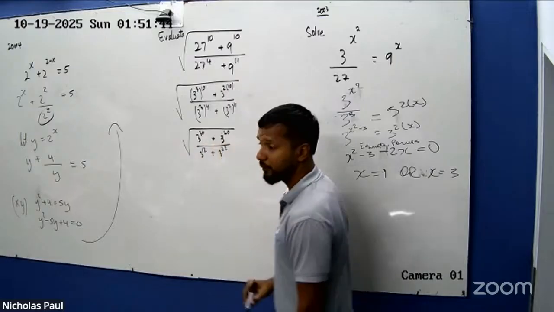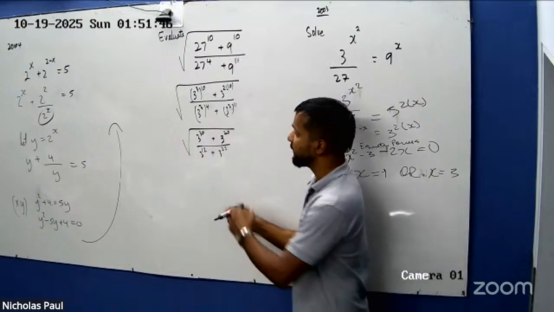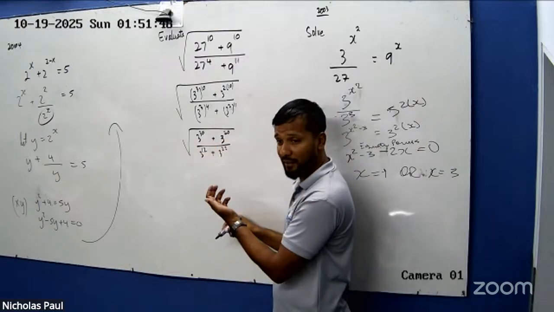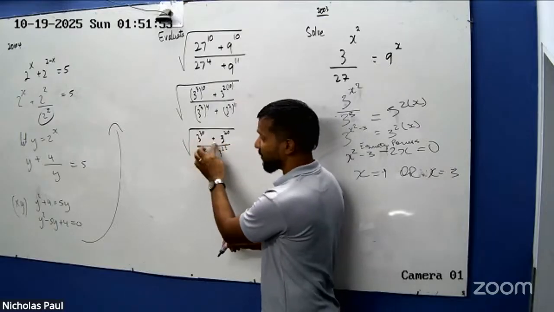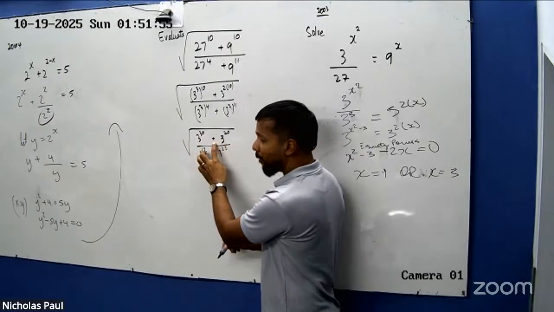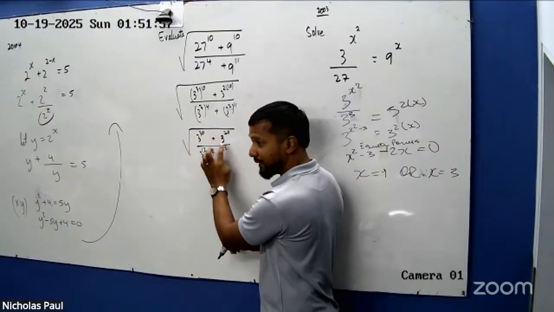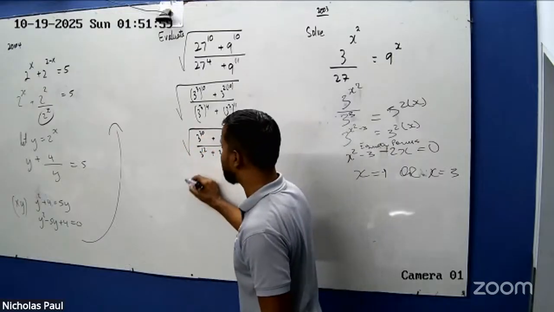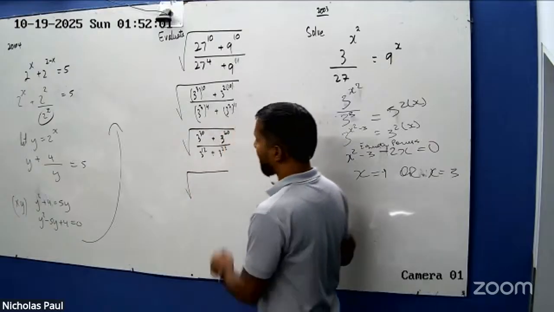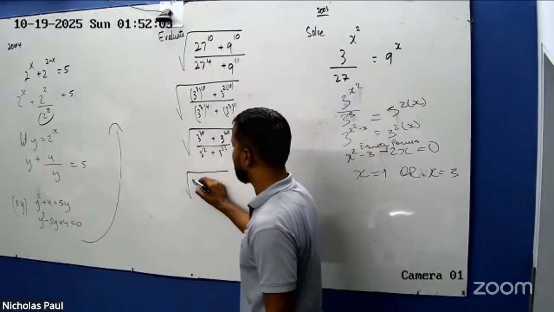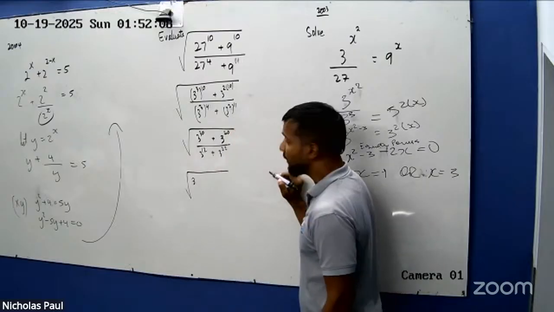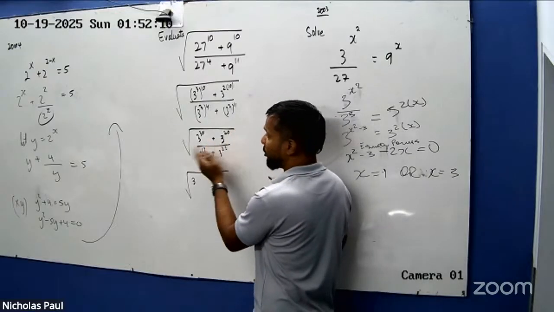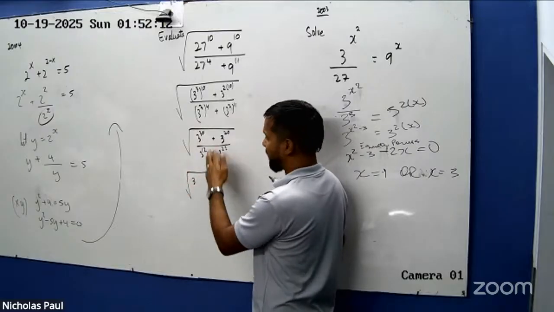There is nothing I can do in terms of adding them. I can't square root individually because there's no rule for square root of a sum. So somehow I have to find a way to simplify this. What I'm seeing here is that I might be able to pull out 3 to the 10 on both sides, or 3 to the 12. It's up to you, whichever one you want to do.